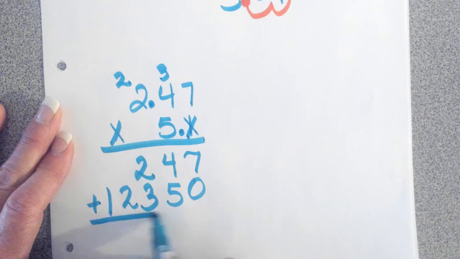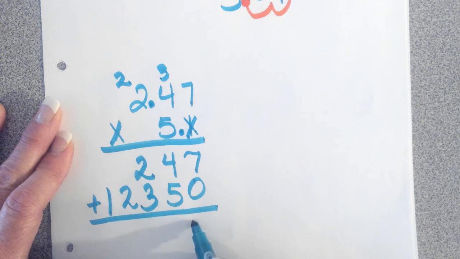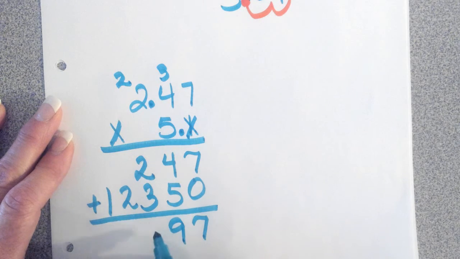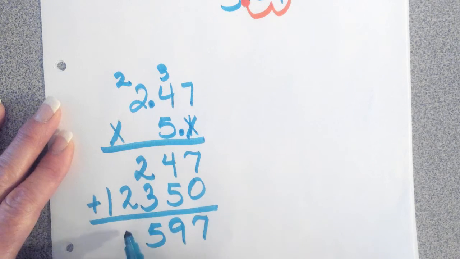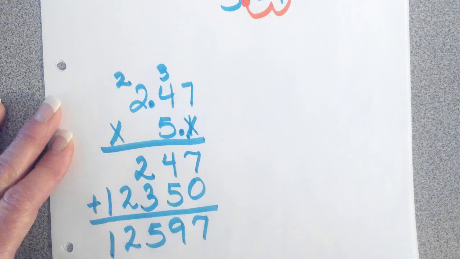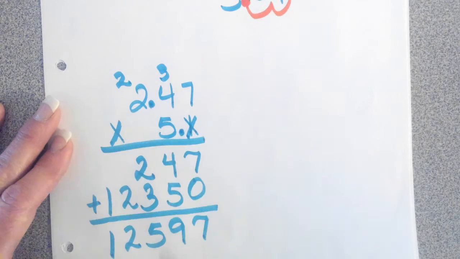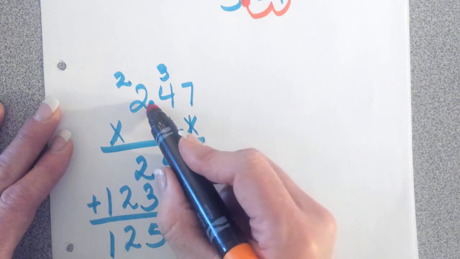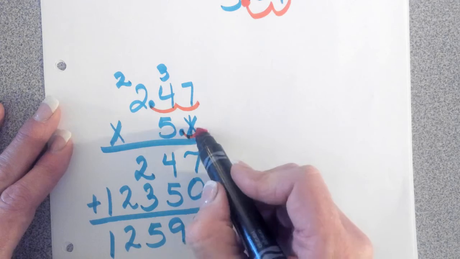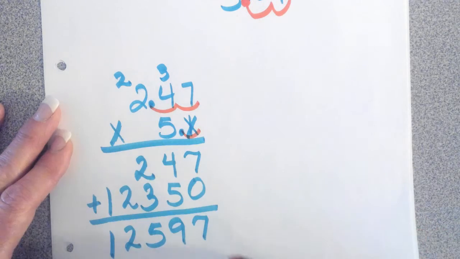Then I just add like I normally would. 7 and 0 is 7, 5 and 4 is 9, 2 and 3 is 5. There's my bell. Of course. Okay, now to get this 12,597, what I actually multiplied was 247 times 51. I had moved my decimals 1, 2, 3 places over up in the question.